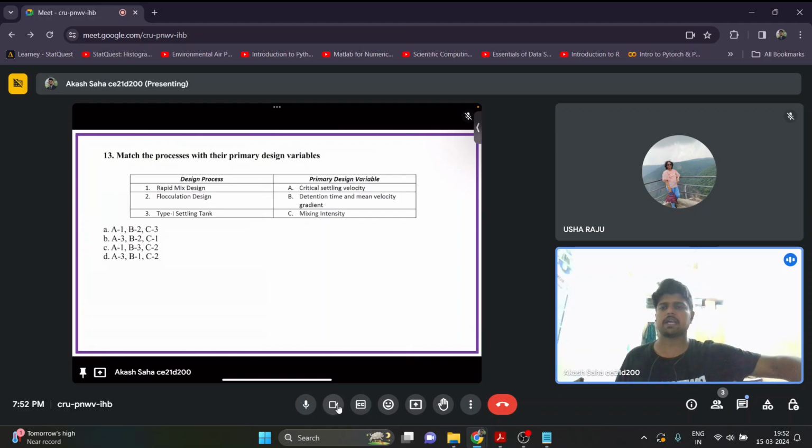So again, a match the following type. Match the process with their primary design variables. So we have rapid mix design, flocculation design, and type 1 settling tank. And the design variables are critical settling velocity, detention time and mean velocity gradient, and the mixing intensity. So we have to find out the primary design variable for each of the design processes. Please try to tell me the answer.